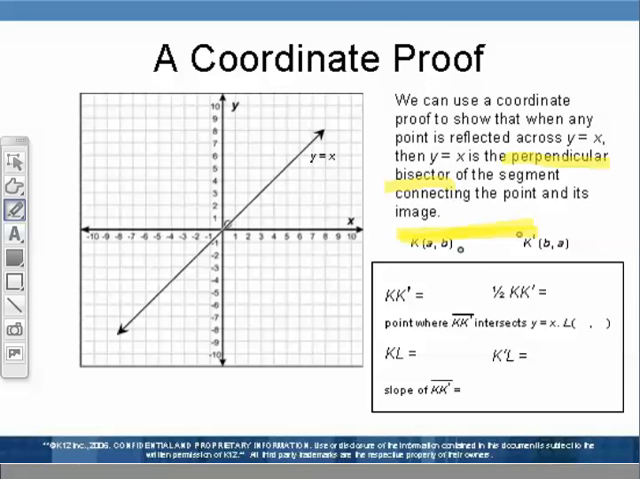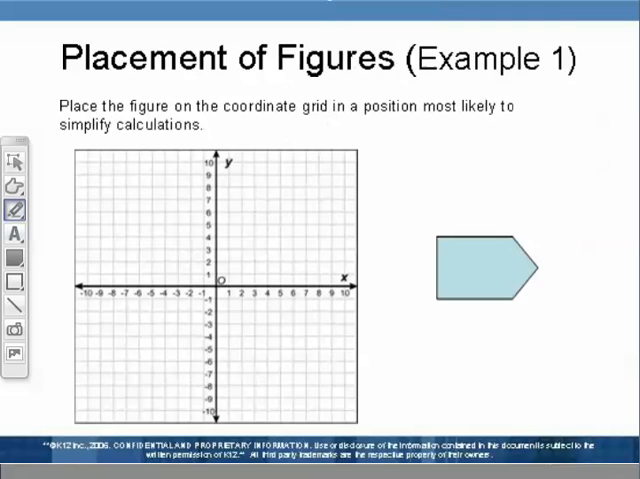So that's what we're doing in a coordinate proof. We're using the formulas that we've been given to prove things that we know about a particular object. Back up here a second. One of the important aspects of doing coordinate proofs is being able to put objects where it makes sense.